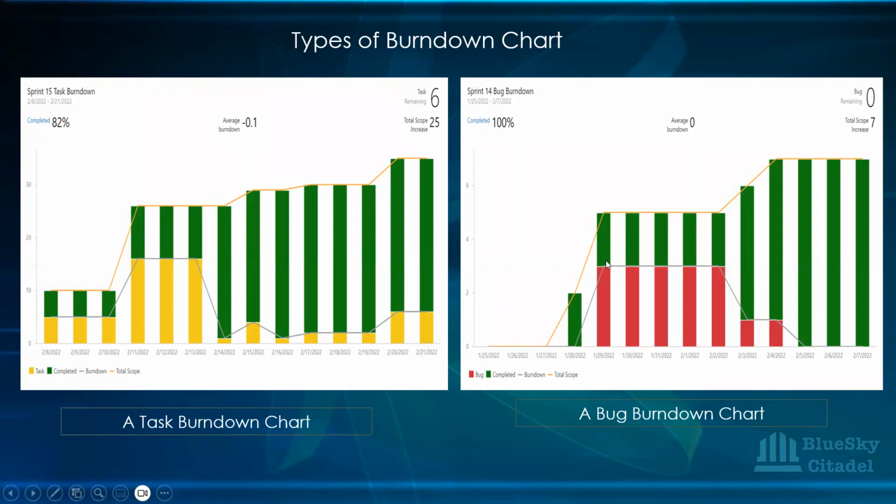Okay, so maybe 1 of them was completed over here, but at the end of the sprint, the whole thing was completed, and that's why you have 100% over here. And then the average burn down is 0 because everything was completed. Okay, and then we have some scope increase also. So more bugs were raised, as you can see, during the course of the sprint, and then you have no bugs remaining because you have everything being worked on during that sprint.